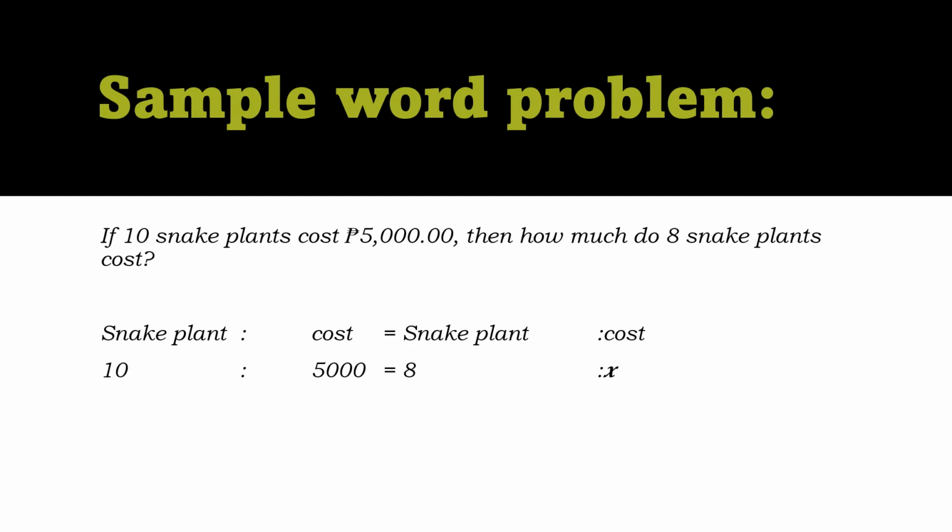If 10 snake plants cost 5,000 pesos, it is expected that the cost of 8 snake plants will be lesser than 5,000. So in the problem, the number of snake plants and the total cost are directly proportional. Hence, the more snake plants you buy, the higher the cost will be. And the lesser snake plants you buy, the lower the cost. So for example, in here, the 10 snake plants cost 5,000 and the 8 snake plants will cost 4,000 pesos.